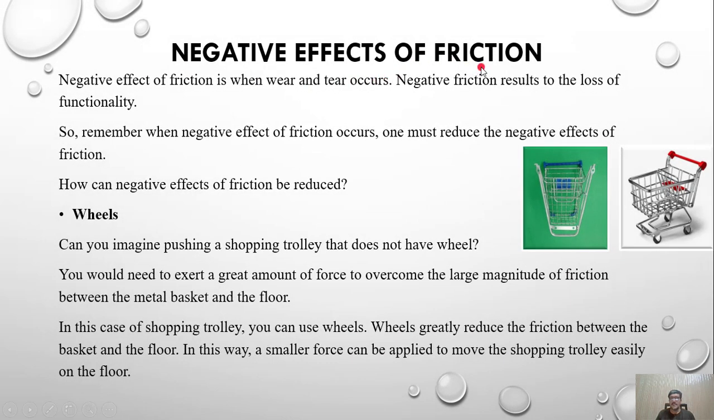Now we will discuss negative effects of friction. A negative effect of friction is when wear and tear occurs. Or in other words, negative friction results in the loss of functionality. If we are continuously moving those objects, or using the functionality of that object, what will happen? The result will be that after some time that object will lose its functionality. Why? Because negative friction is continuously occurring there.